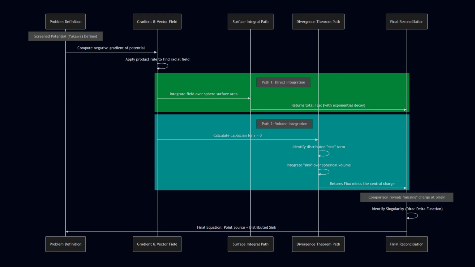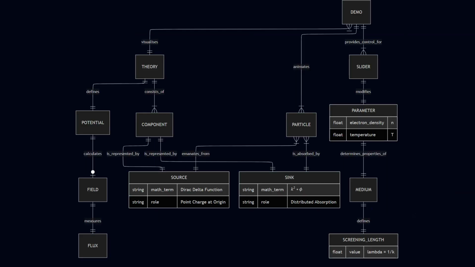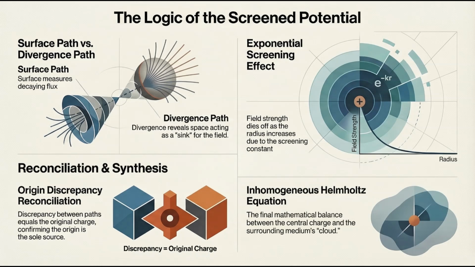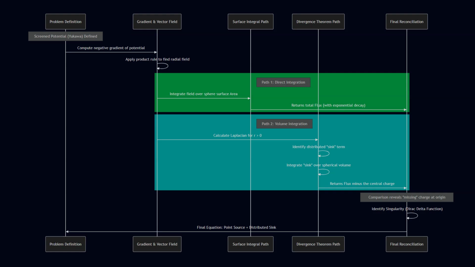The conflict and resolution. The diagram highlights the mystery described in the source. Why the two methods initially produce different results. It tracks the logic until the point source at the center is accounted for, reconciling the two paths into a single unified understanding of the system.